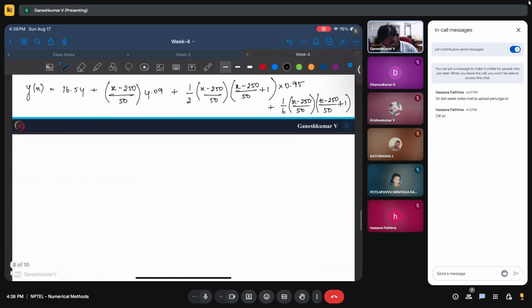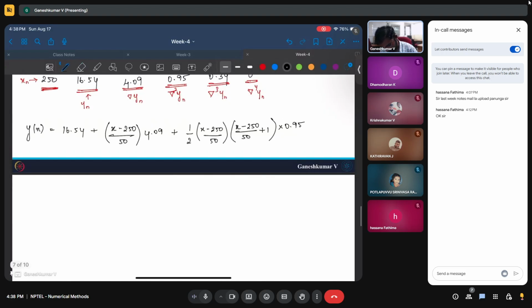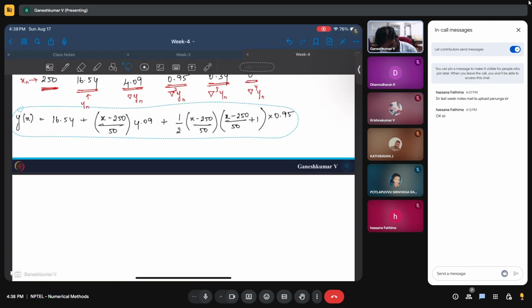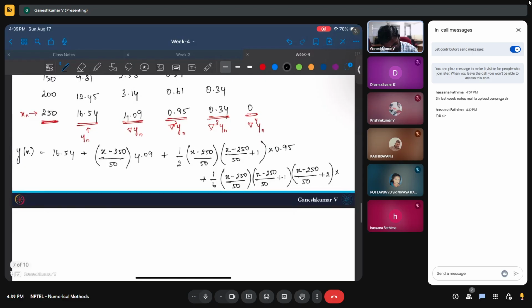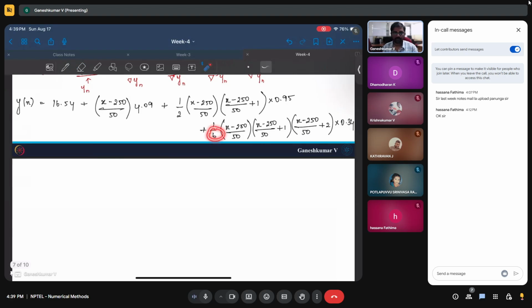I do not have space here. I will write it in the next. Plus 1 by 6 into x minus 250 by 50, x minus 250 by 50 plus 1, x minus 250 by 50 plus 2, into 0.34. Okay, this is 3 factorial. 3 factorial is 6.